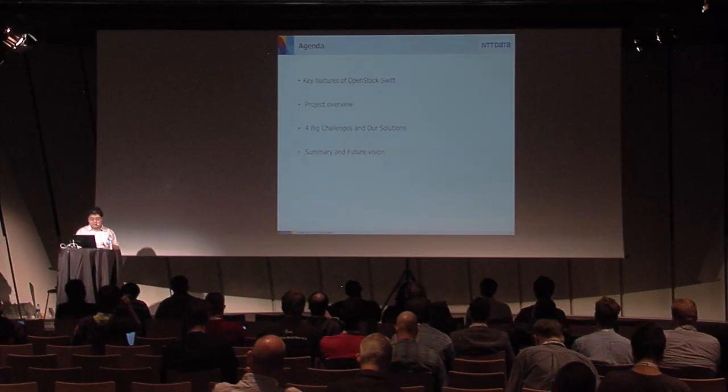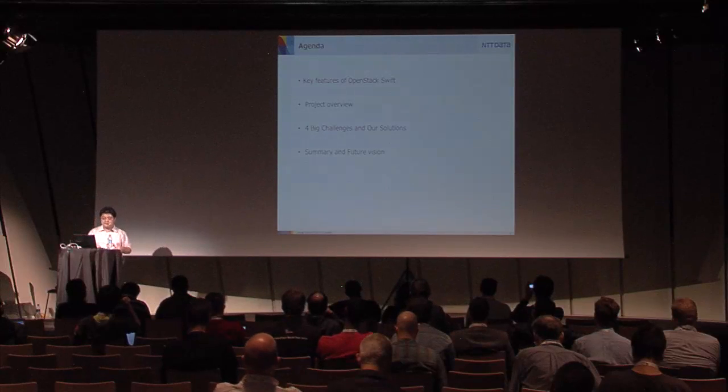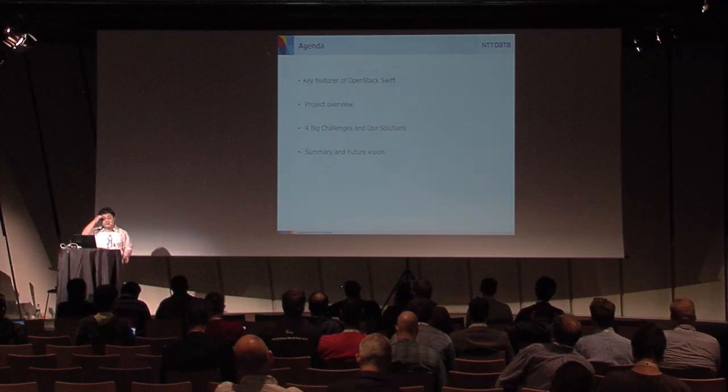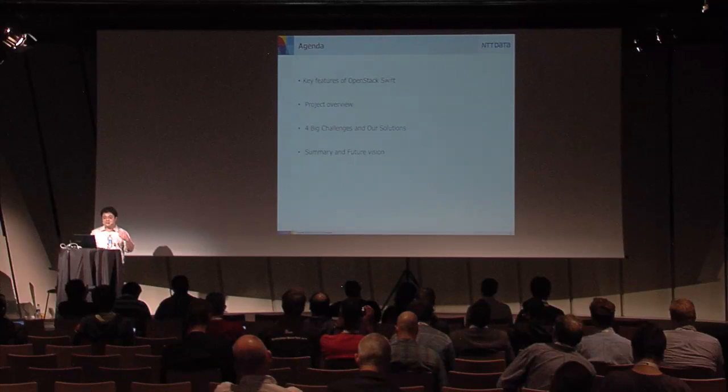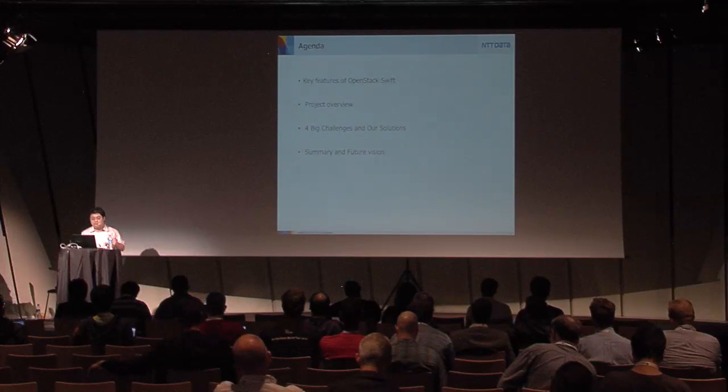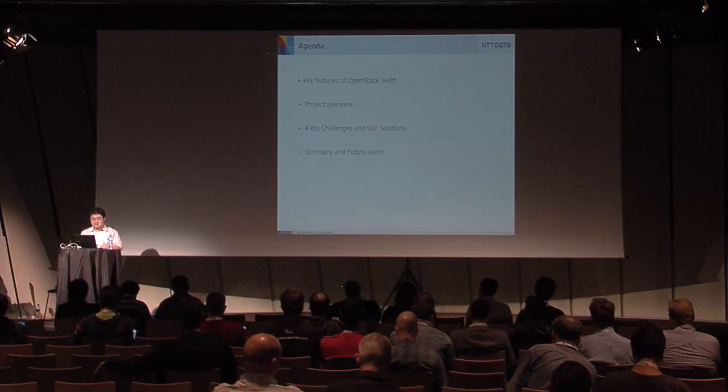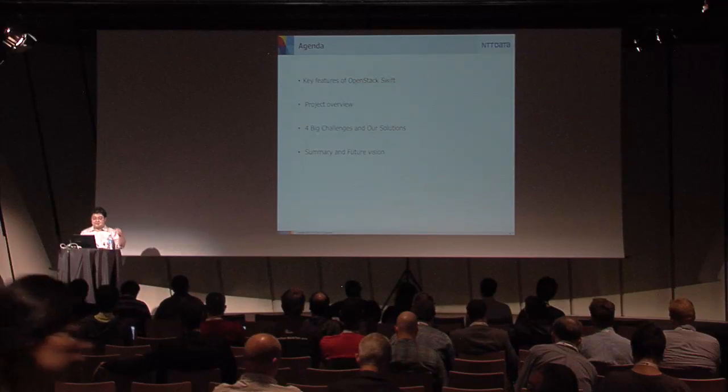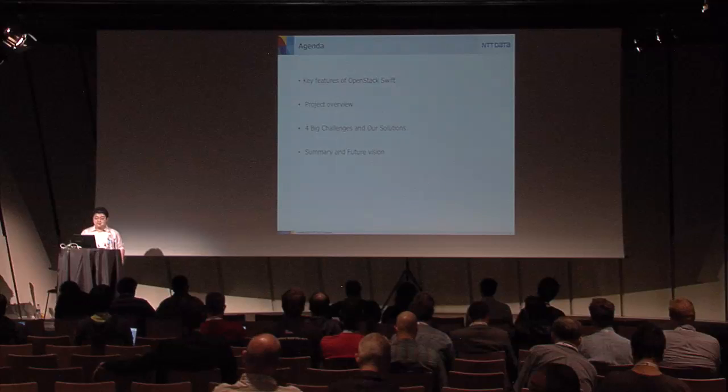Here I show my agenda for my presentation. First, I will shortly talk about three key features of OpenStack Swift. Then I move my focus to our OpenStack Swift project and explain our four big challenges and solutions for them in that project. Finally, I summarize our activity in the project and introduce our future vision with Swift.